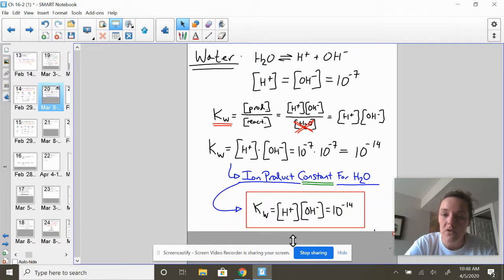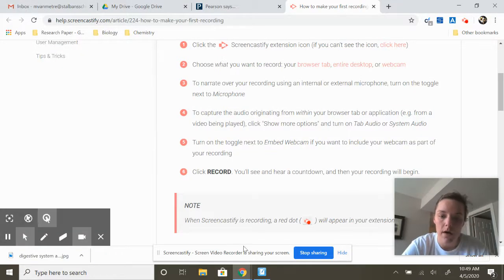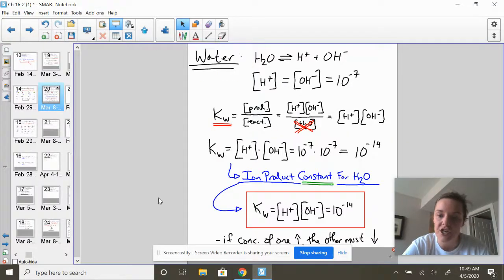Okay, so here's a red box equation. Do be sure to write this one down. Okay, so K subscript W is the ion product constant for water, and it is equal to the product of hydrogen ions and hydroxide ions. Okay, give me 1 second. And because of this relationship, if the concentration of one goes up, the other must go down. Okay, so they have that inverse relationship, and this is true in any aqueous solution.